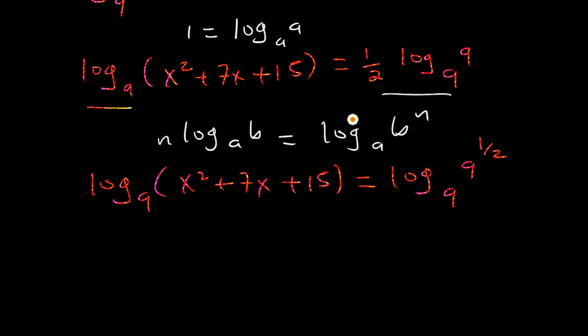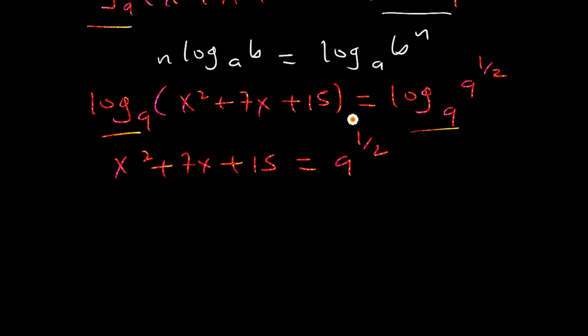power half. So now we have log to base 9 of a number being equal to log to base 9 of a number, which means the two numbers are equal. So we are allowed to say that x squared plus 7x plus 15 is equal to 9 power half. From the laws of indices, 9 power half is the same as the square root of 9.